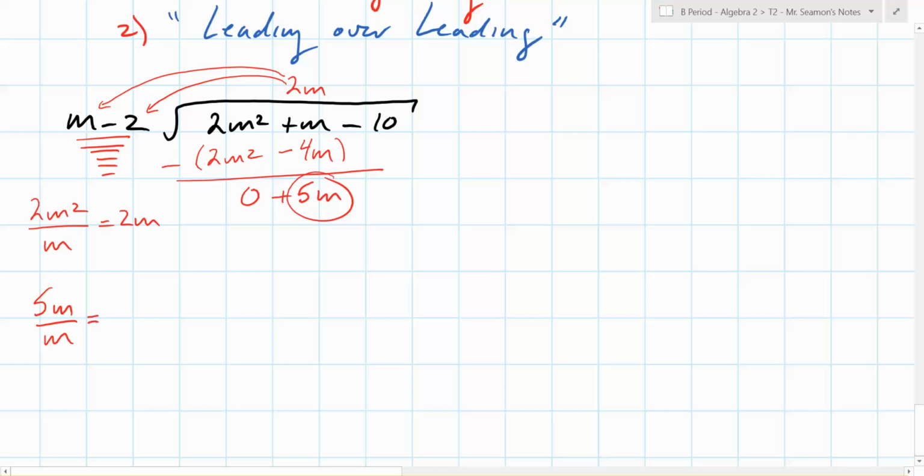What's the m? What's 5m over m? 5. What do we put up top? 5. So it's plus what? 5. So 5 times, now you multiply, 5 times m is 5m. What's 5 times negative 2? Negative 10.